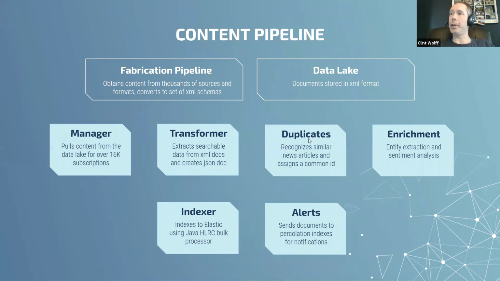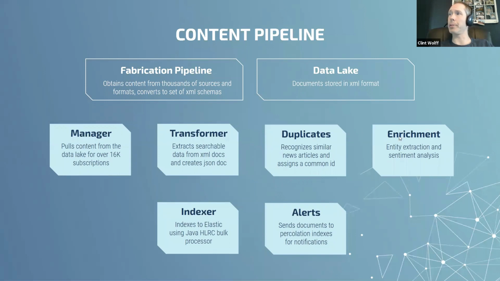Then it goes on to our duplicates process. This is done for news articles specifically. As news articles flow through our duplicate detection process, if it detects highly similar articles, they don't have to be exact duplicates, it's going to assign a common ID to each one of those documents that's considered similar to each other. And we call that the duplicate group ID. It's not the main ID of the document itself, it's a separate field.